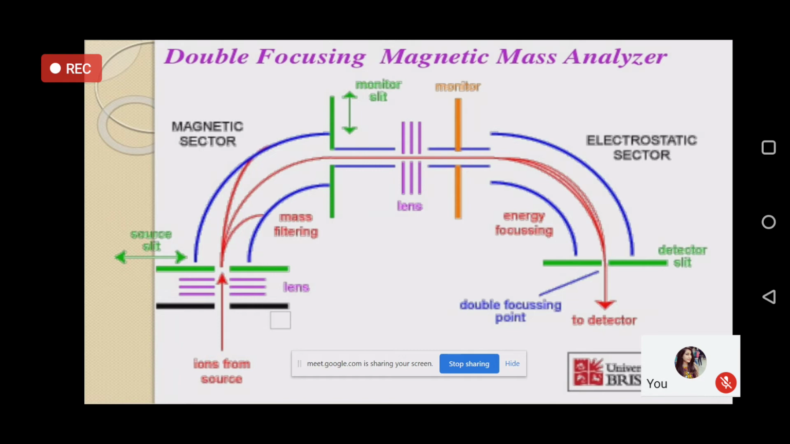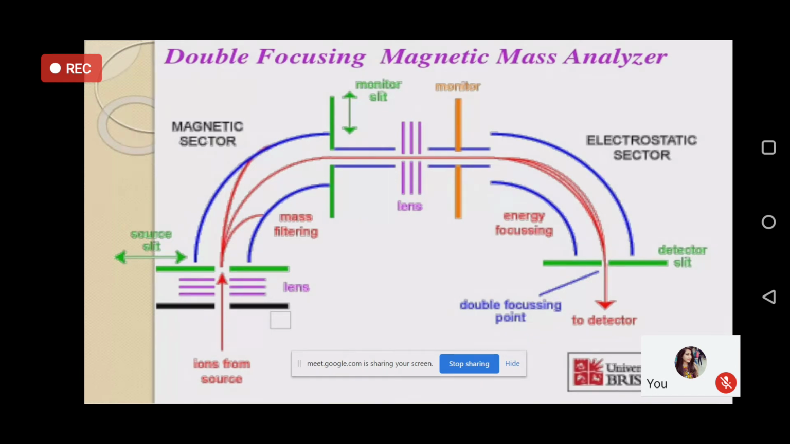So the beam that enters the slit has almost the same velocity and different m by z. And automatically, the magnetic sector will deflect them as per their m by z value. The velocities are almost the same, so the deflection will occur as per their m by z values, and the rest of the procedure will be the same as what you get in the single sector mass analyzer. So the first is focusing with respect to velocity, that is the electric field doing it, and the second is the focusing with respect to m by z, and that is done by the magnetic field.